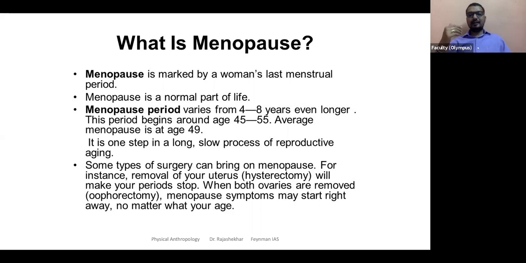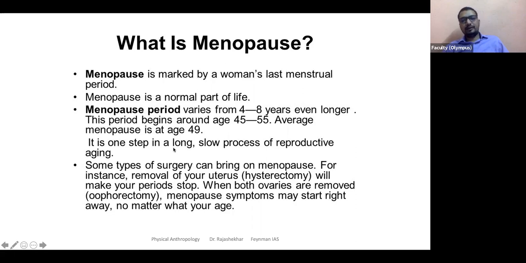So when does that begin? This process of menopause and the related events begins at the age of approximately 45. Slight change, 45 to 55, plus or minus 5. So it may go from 40 to 50, 45 to 55, or somewhere in between. But yes, after 40 years of age and about 45 to 55 years of age the menopause process begins, and normally menopause is attained at the age of 49, an average just before 50. And it is one step in a long process of reproductive age. So it's only one event. That's a long process. I'll tell you those processes and steps.